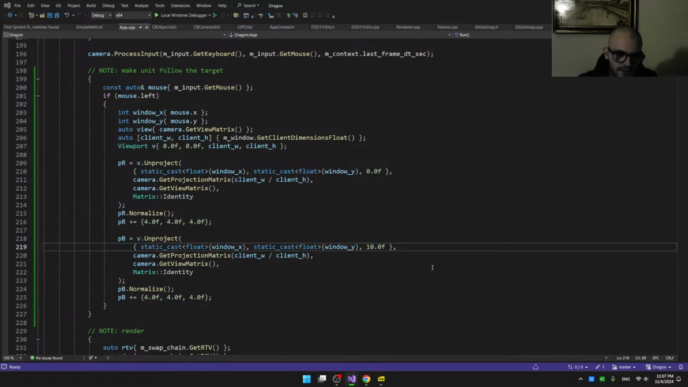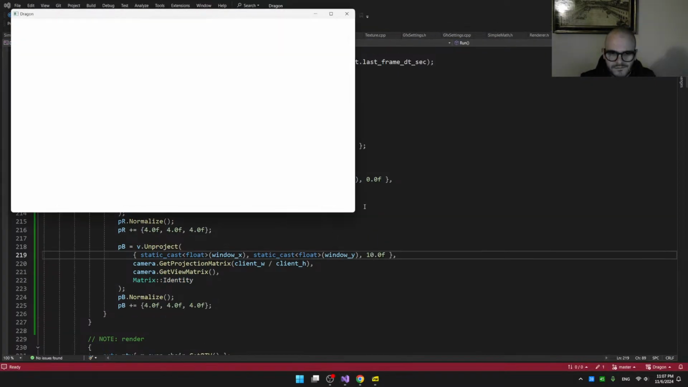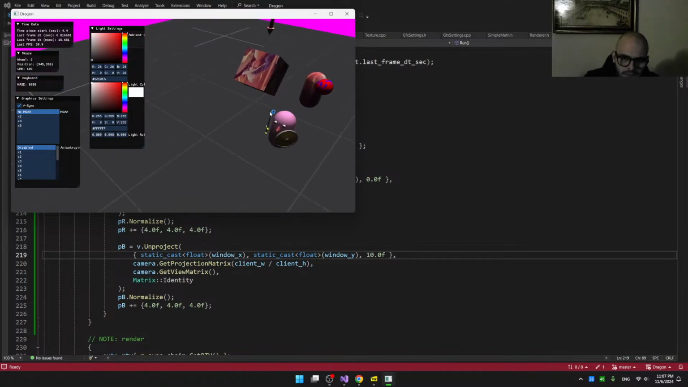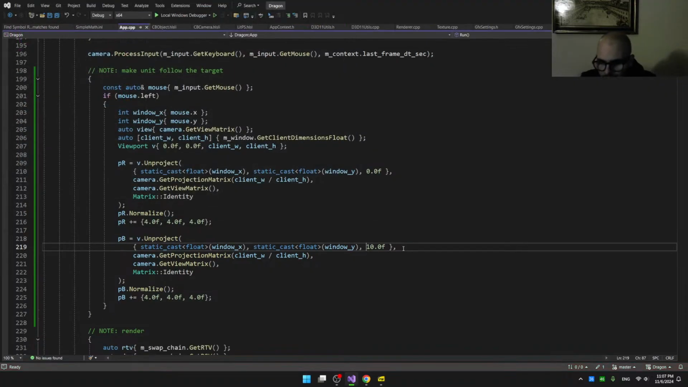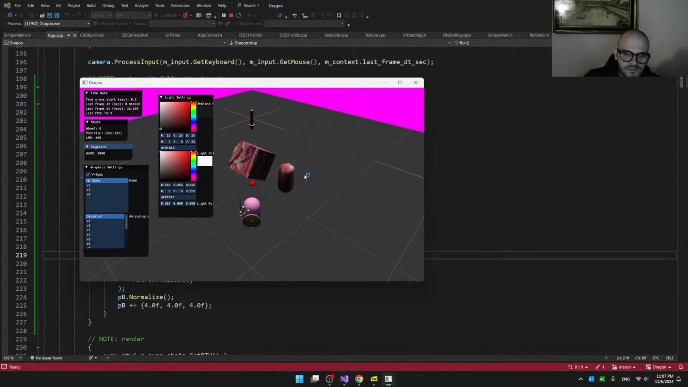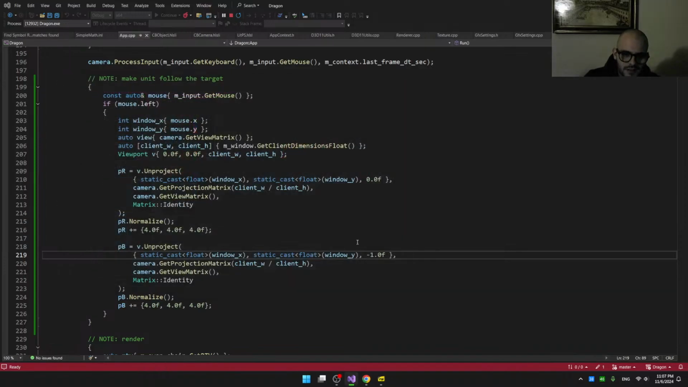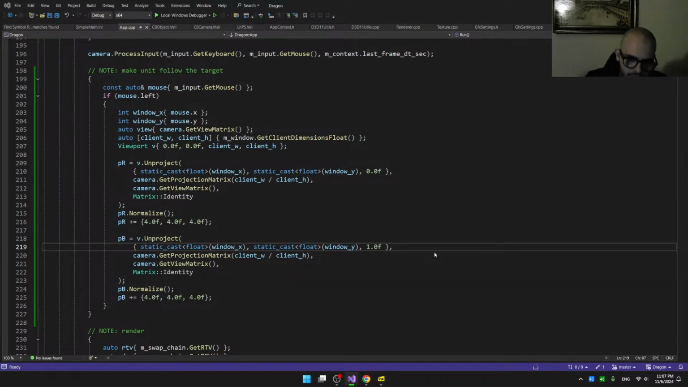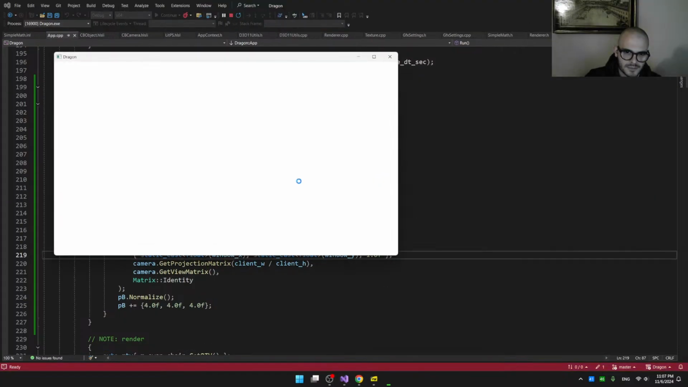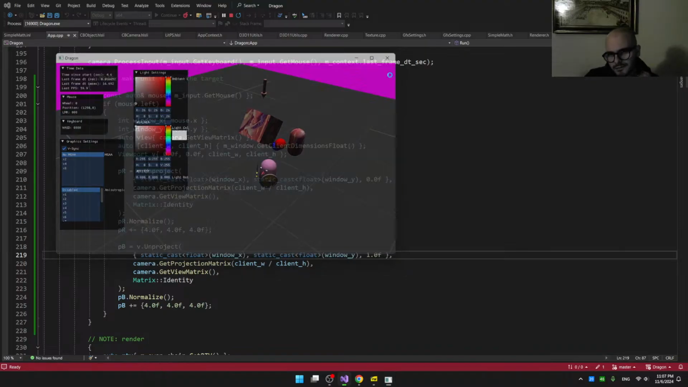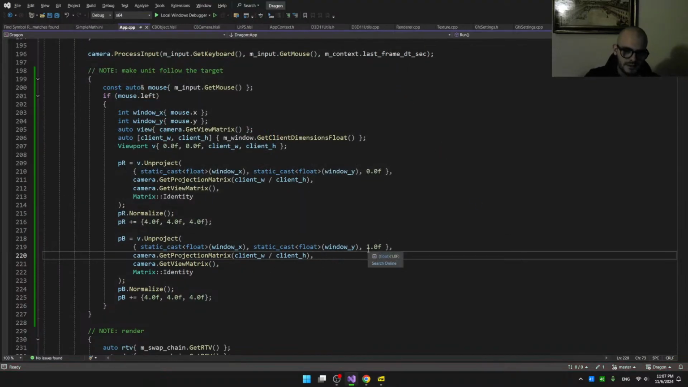Like, why not 10? Mm, 10 is not good. Why not minus 1? That's not good. Probably because they must be between 0 and 1. They must be between 0 and 1. So this is important.